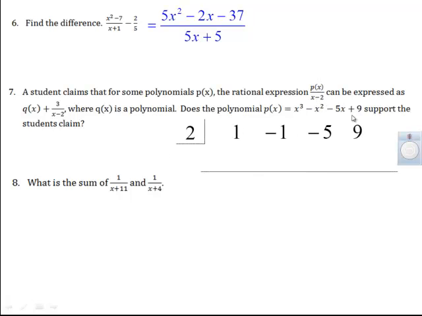We got all the coefficients of our polynomial, and then we're just going to use synthetic division. All right, and our remainder looks like it's 3. So since it's 3, that's what he got. So does it support? Yeah.